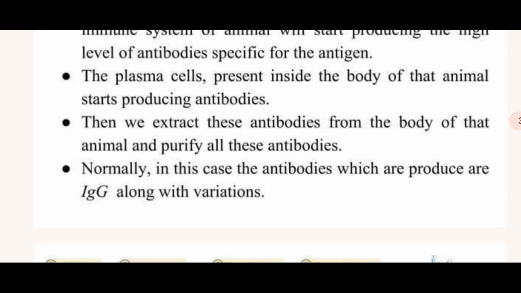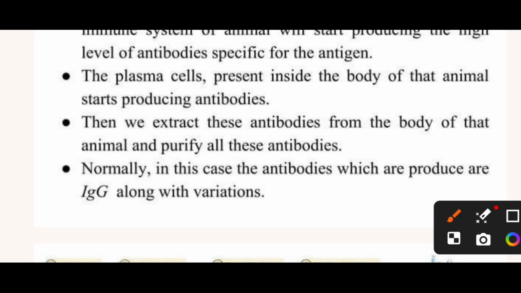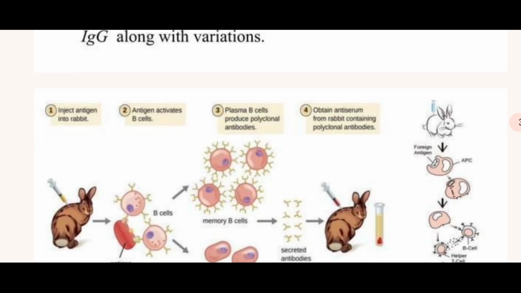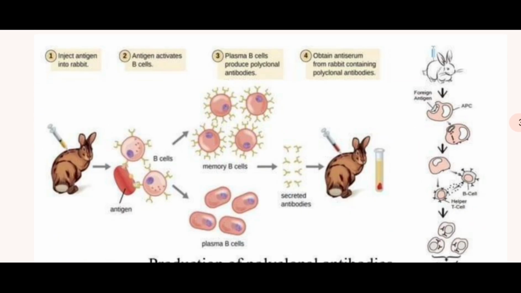Then we extract these antibodies from the body of that animal to purify the antibody. Normally, in this case, the antibodies which are produced are mainly IgG along with the variations. Now this is the beautiful figure which shows how this antibody production workflow takes place.